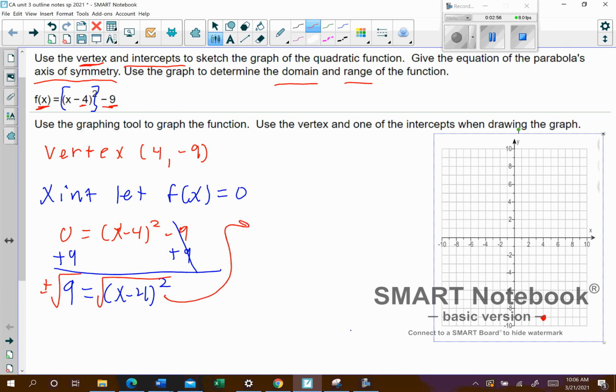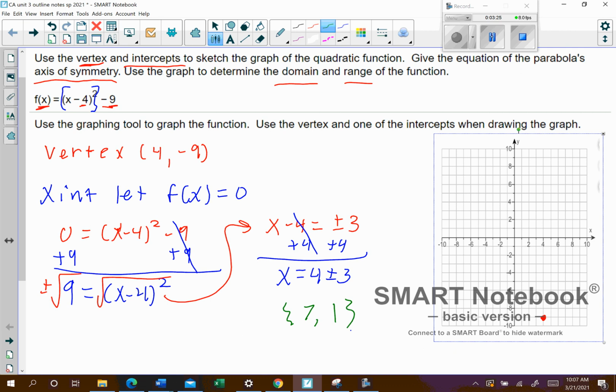So that'll leave me with x minus 4 equals plus or minus the square root of 9, so that'd be plus or minus 3. And then what I'll do here is add 4 to both sides. That cancels out. So x equals 4 plus or minus 3. So I have to look at it both ways. I need to look at it as plus, which would give me a 7. And then I have to look at it as minus, 4 take away 3, which would give me a 1. So those are where my two x-intercepts are. So those intercepts here will be at 7 right there, and at 1 right there.